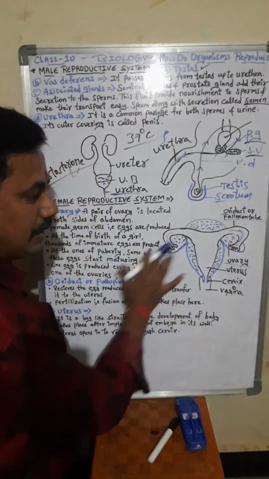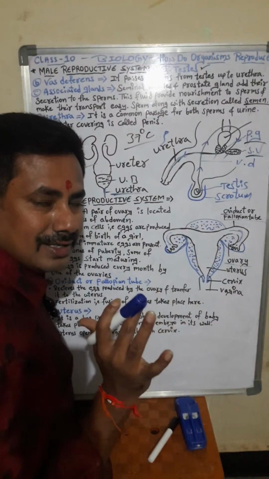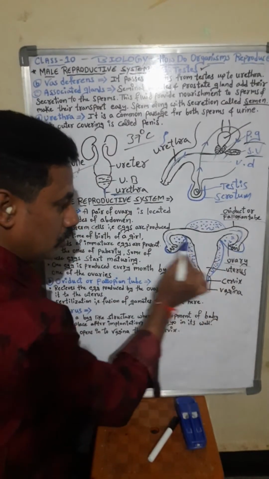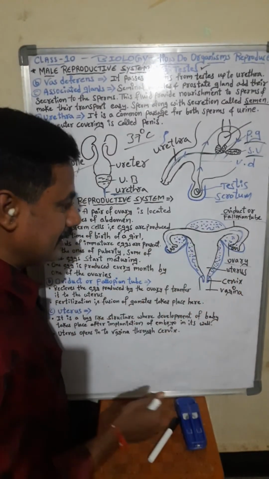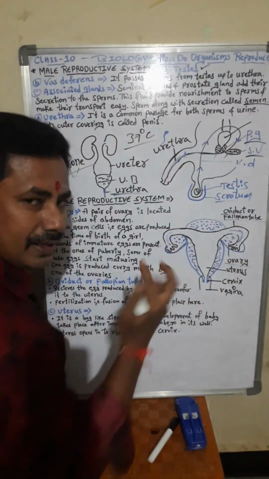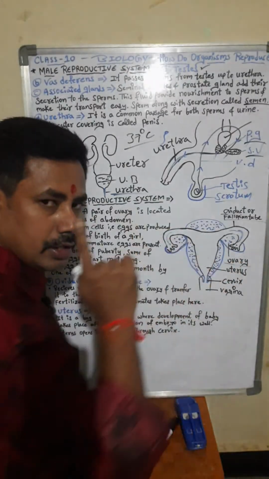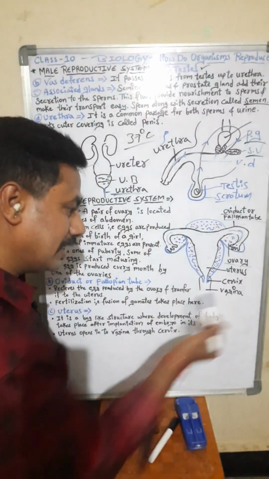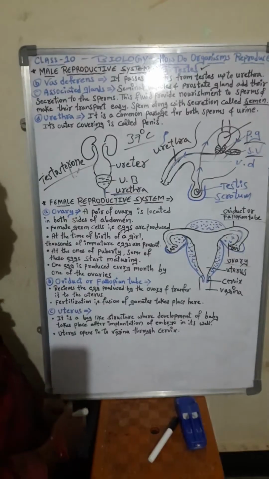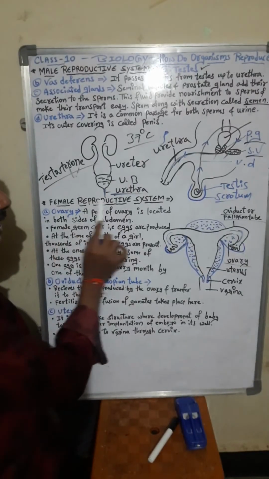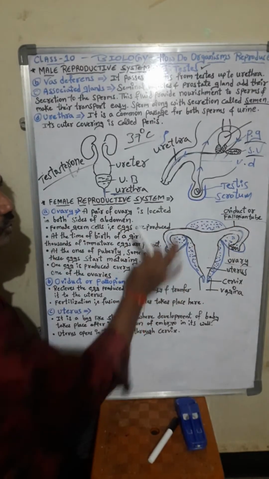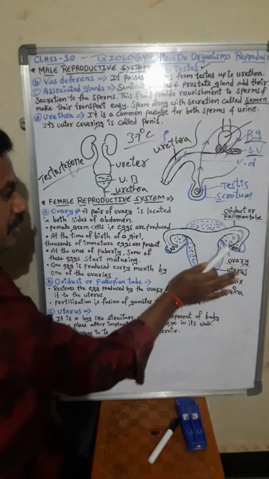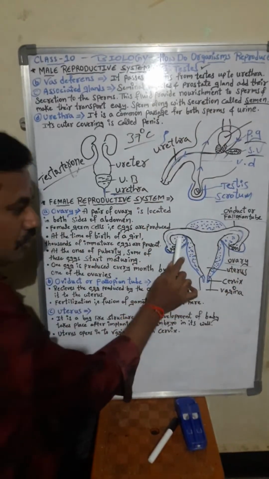So this is the female reproductive system: a pair of ovaries, a pair of fallopian tubes, uterus, cervix, vagina. Clear? What are the functions? Let us see now. So this is the male reproductive system, and this is the female reproductive system. First, the ovary.